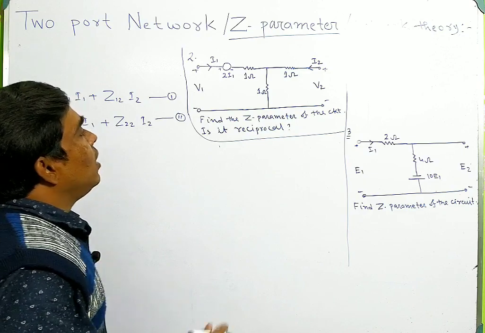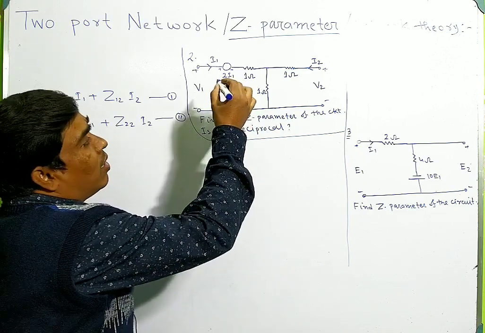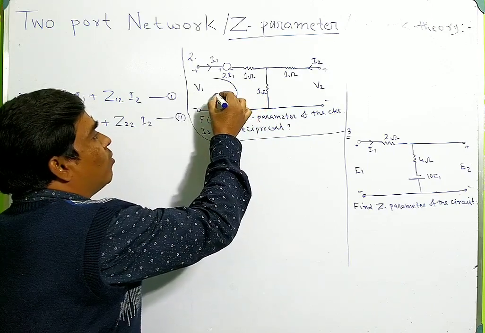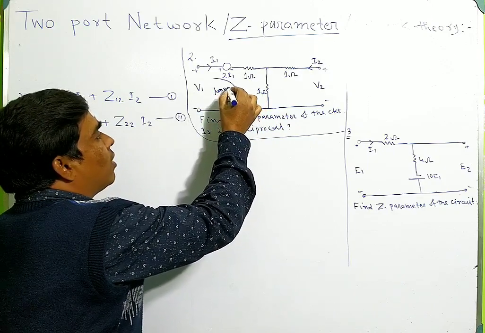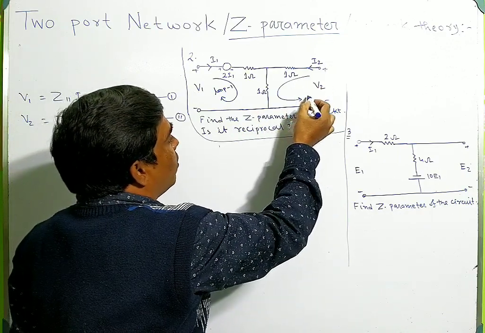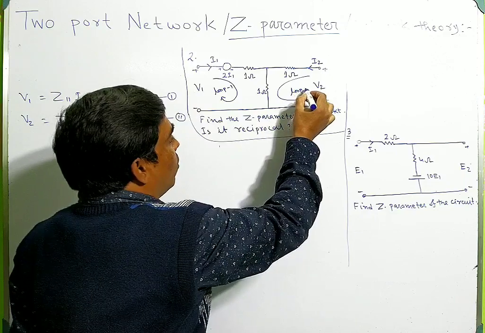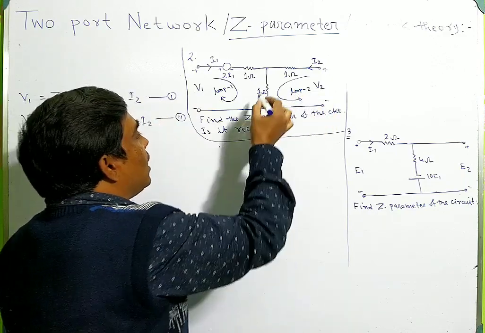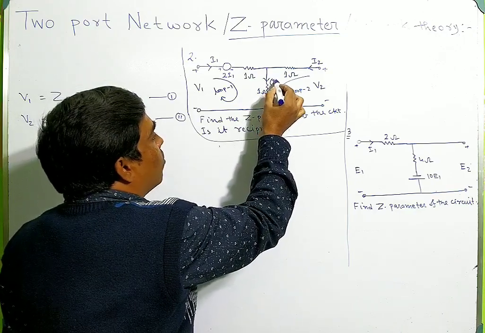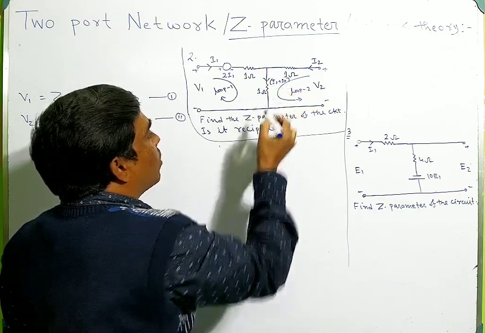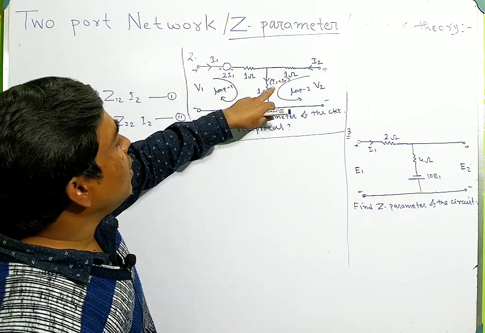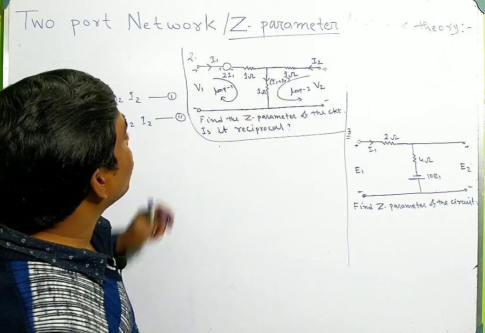Now if I take KVL, this is loop 1 and this is loop 2. The current through this 1 ohm resistance is given by I1 plus I2. Through this resistance the current is I1 plus I2.